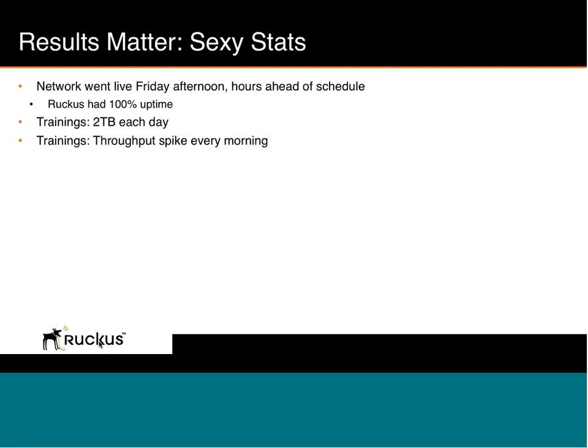We pushed through 2 terabytes of data each day during the trainings, and most of those spikes were in the morning as people were coming in and downloading VMs, a lot of times across a constrained VPN tunnel that was going to someplace not in the U.S. The worst ones were the ones going into Australia because the backhaul out of Australia is still a little constrained.